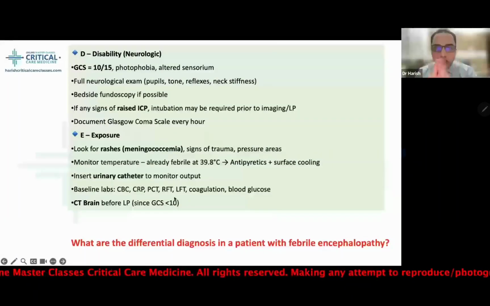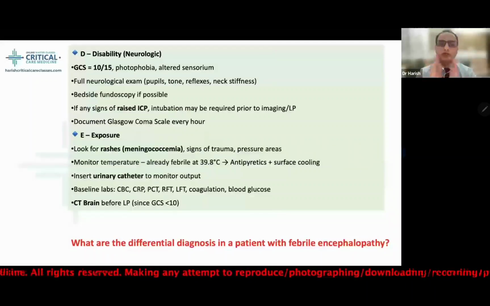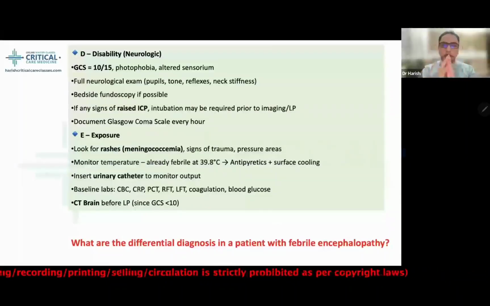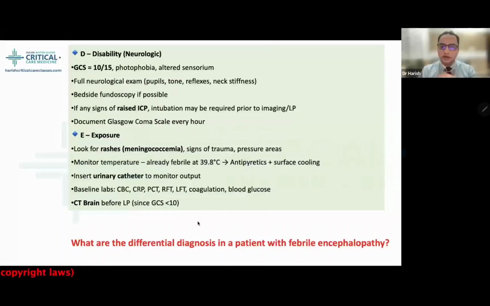For baseline labs, you can send CBC, C-reactive protein; procalcitonin may or may not be required. If your diagnosis is based on clinical examination, don't use procalcitonin for diagnosis of sepsis. Very, very important. We have the ProRata trial. Procalcitonin you can use for de-escalation, not for diagnosing. Also send renal function test, liver function test, coagulation, and blood glucose.